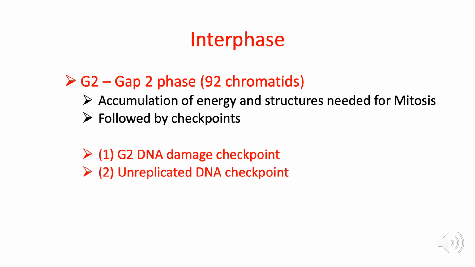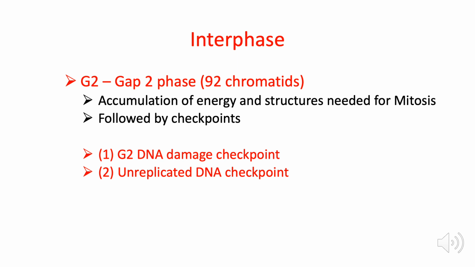So, after the duplication of DNA in synthetic phase, the quality of DNA will be again checked by the G2 DNA damage checkpoint. And it's also very important in the G2 phase to check if all of the DNA are duplicated. You cannot afford to produce daughter cells with unequal amount of DNA or chromosomes. That's why the second checkpoint is unreplicated DNA checkpoint. So the cell has to pass through these two checkpoints before it is allowed to engage itself in the prophase of mitosis.